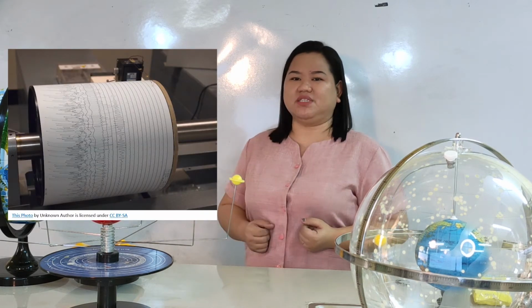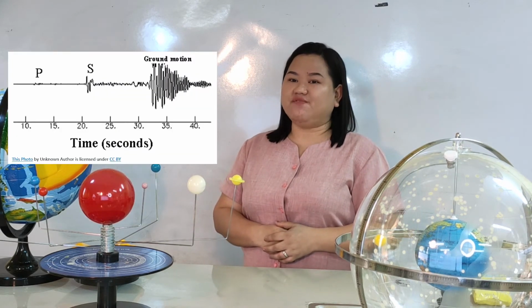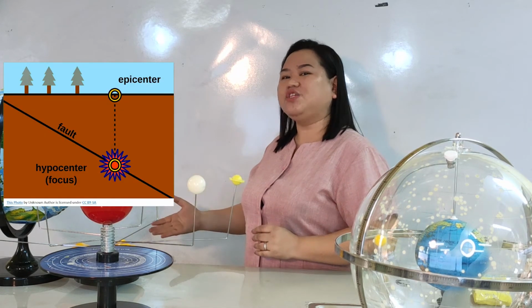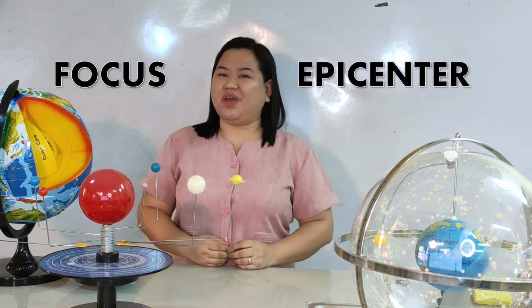Seismologists determine the location of an earthquake epicenter using seismograms. It starts with recording the time lapse or time difference of P waves and S waves from three seismic stations. Once the epicenter has been located, the position of the focus can also be determined. Remember, the only difference of focus and epicenter is the way they are located.